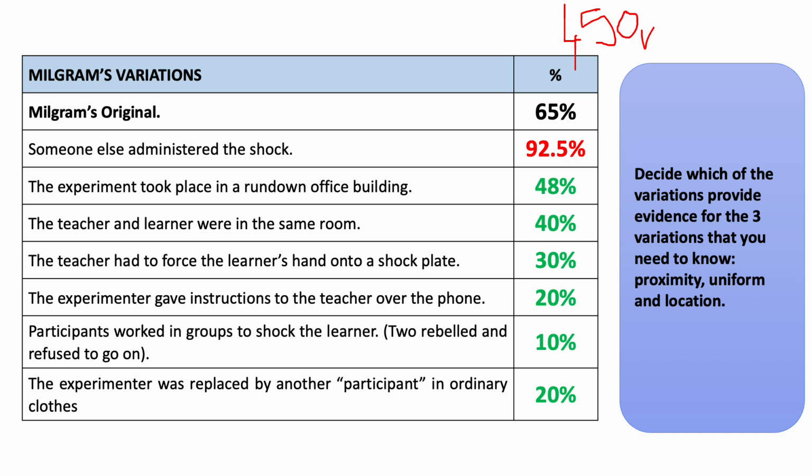What I would like you to do is pause the video and have a think. Try and choose at least 3 of these percentages that you think marry up with the 3 variations that you need to know. So proximity, uniform and location. Pay specific attention to proximity, because remember, you need to know Milgram's variations for proximity and location. So this is the opportunity now to pause the video and try and tweeze out those important percentages. And in 5 seconds, we will look at them.